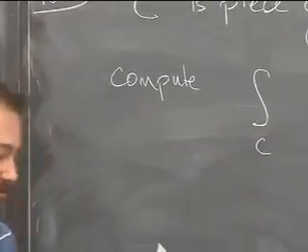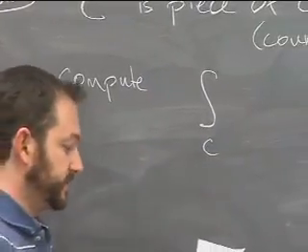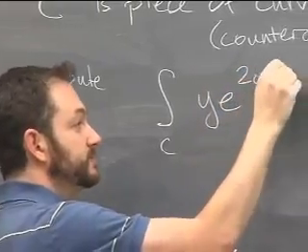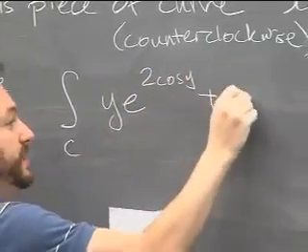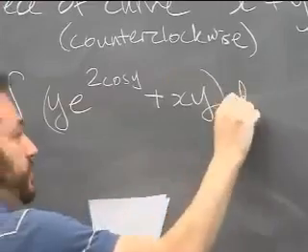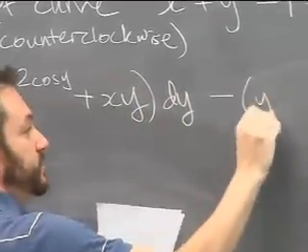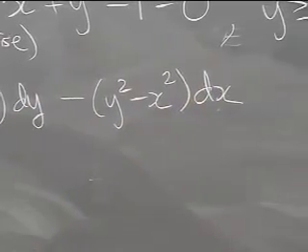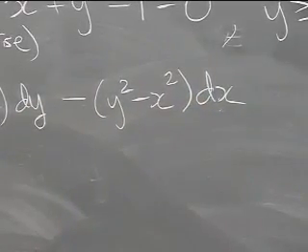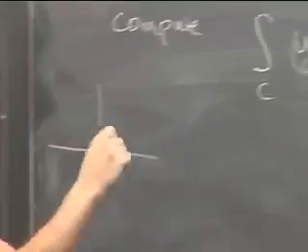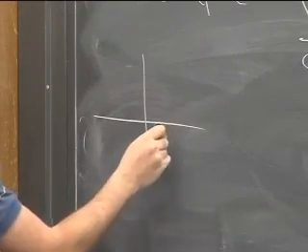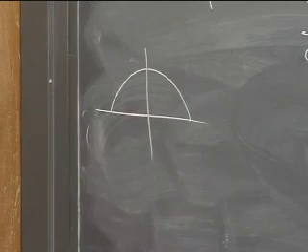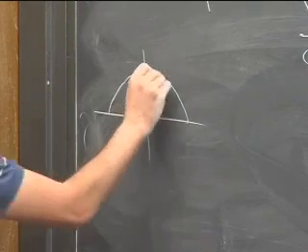and this is not a closed loop, as we will see when we draw it. So it's just y e to the 2 cosine y plus xy dy minus y squared minus x squared dx. Okay, so what is this loop? Well, it's a circle, radius 1, centered at the origin, but it's only the top part of it. So it's actually just this.